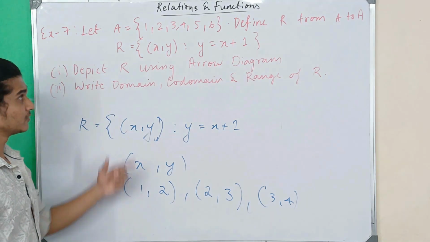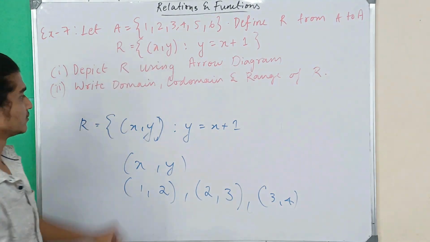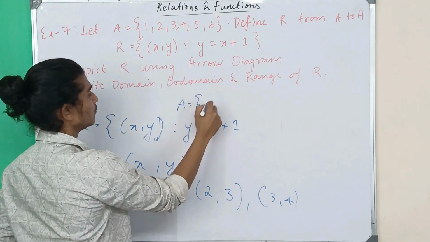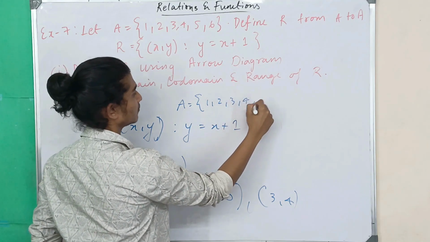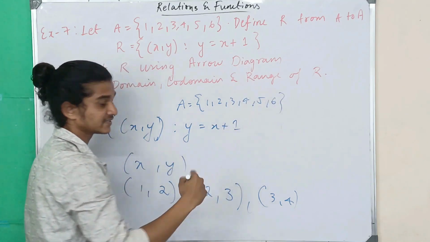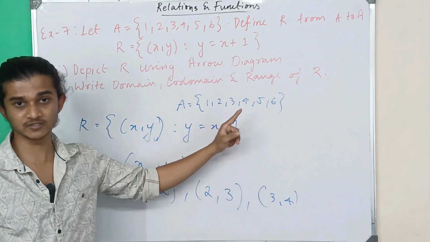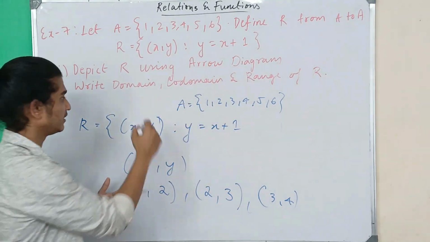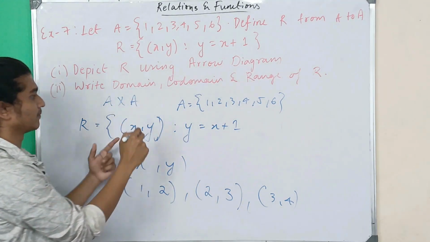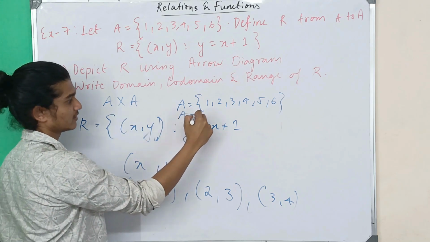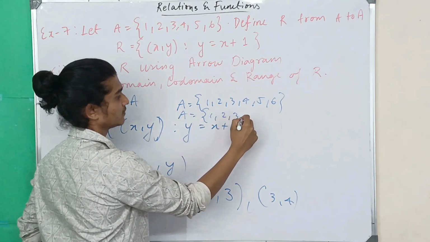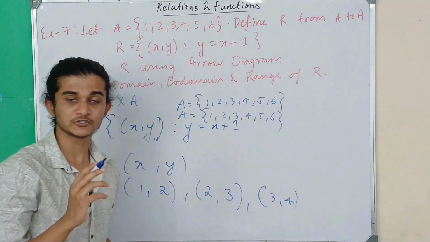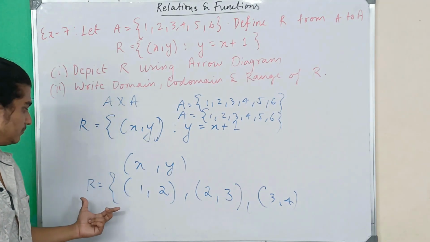So from your ordered pairs, your given set is A equal to {1, 2, 3, 4, 5, 6}. It should not exceed the numbers that are in the set. A to A means you're going to pick all the elements from A and A. So this is one A and this is another A, which is 1, 2, 3, 4, 5, 6. So let us try to write the relation in roster form.